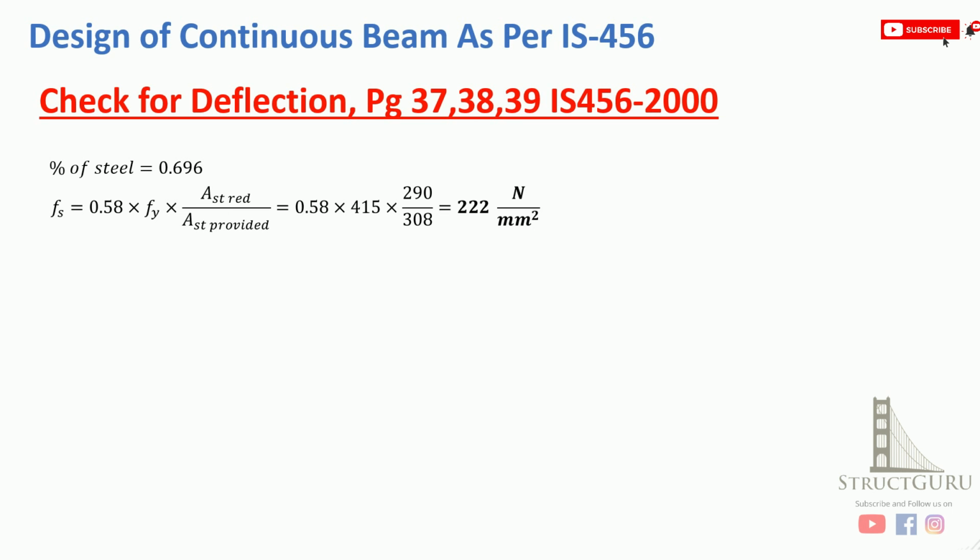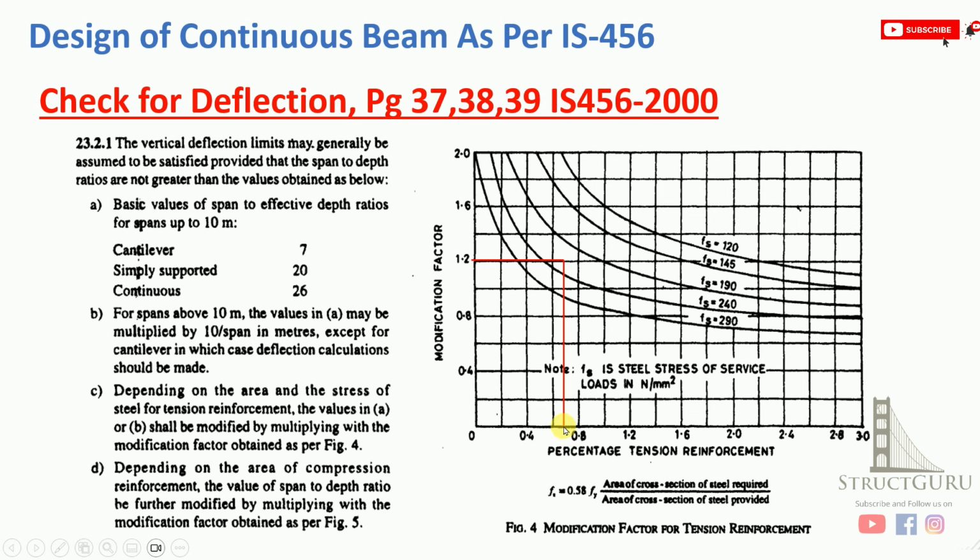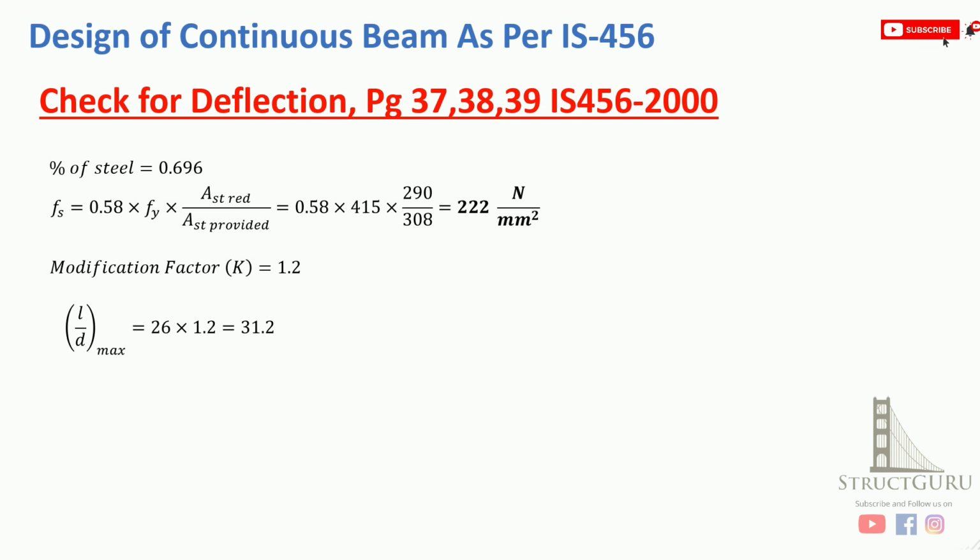Now let's match these values in the graph. So percentage of steel is 0.696, which will be coming near about here, and Fs is 222. So 222 actually lies between 190 and 240, so it will be somewhere here. So the modification factor is taken as 1.2. So the maximum allowable L over D ratio is 26 multiplied by 1.2, and that is 31.2.